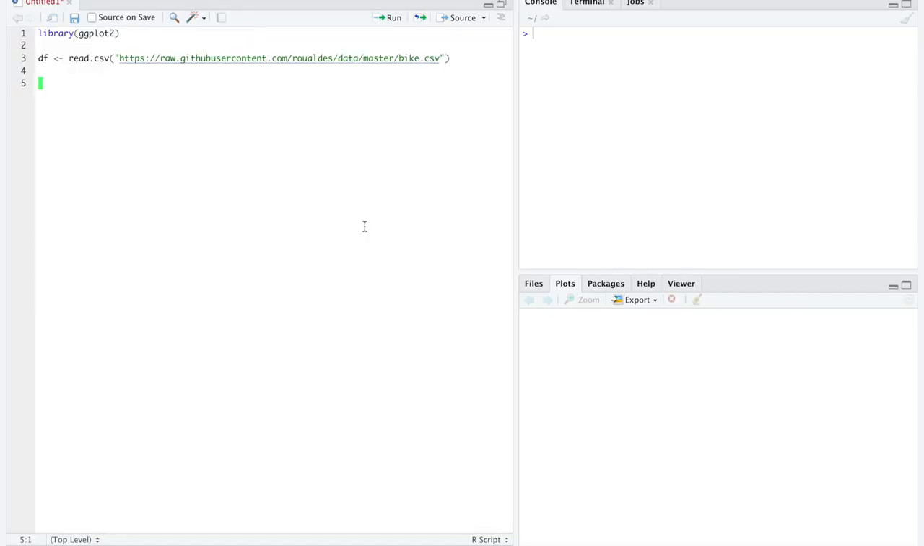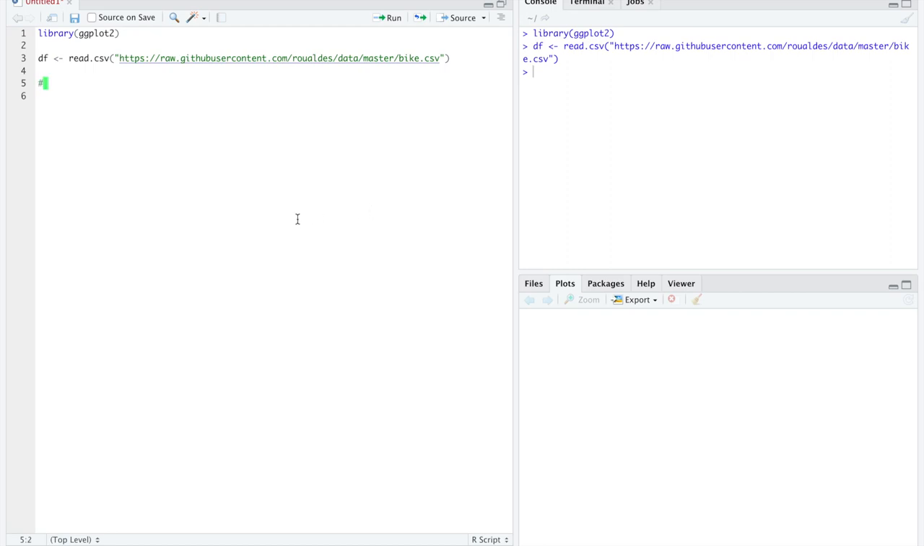Let's go ahead and jump to our example in R. I will just right off the bat load the library ggplot2, and I'm going to use the bike data set we have, where I'm going to try to come up with a single best guess that represents the average number of rented bikes from this bike rental company.